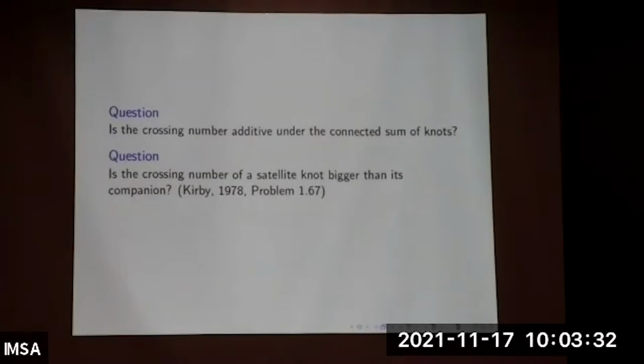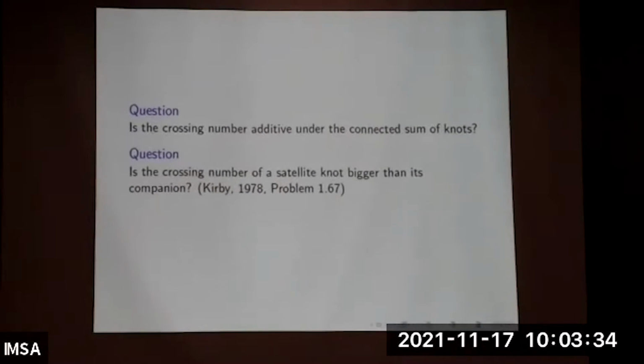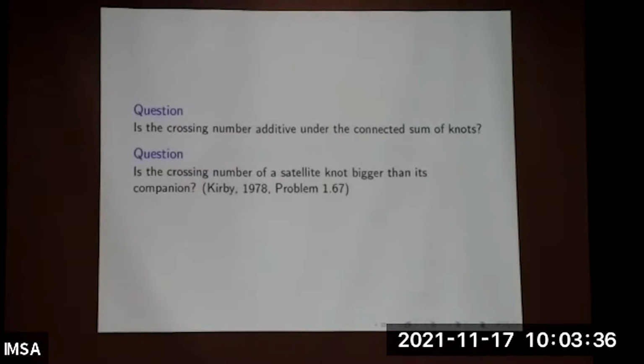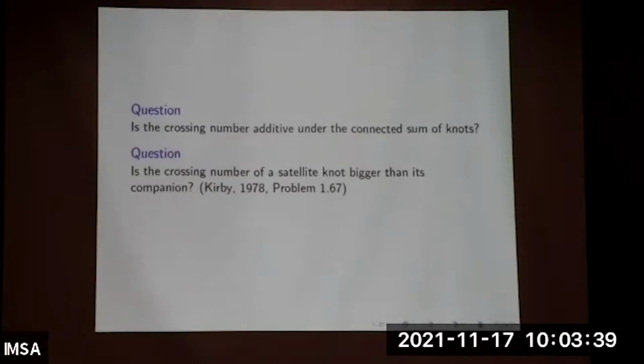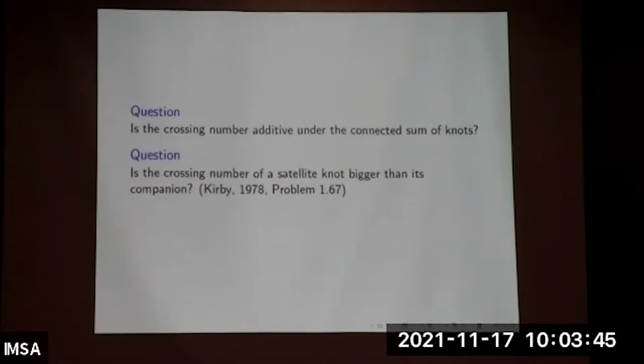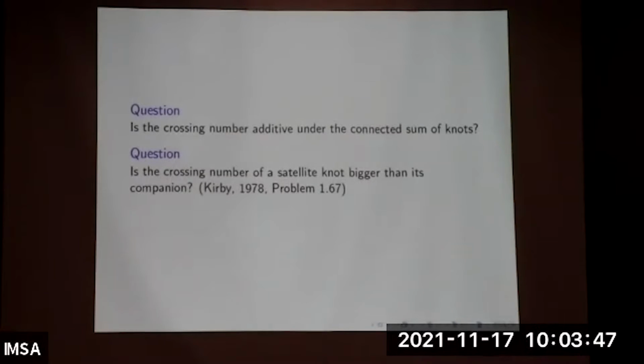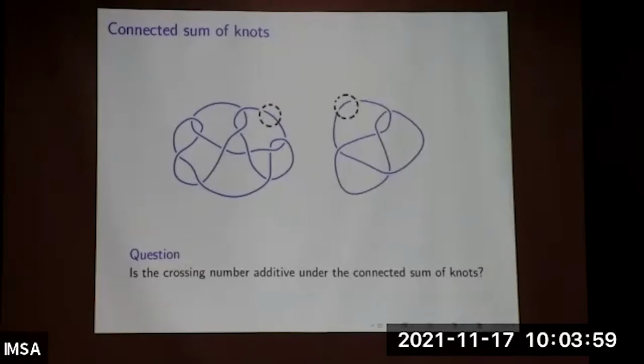There's still many things we don't understand about the crossing number, and here I will discuss two very old problems. The first one: is the crossing number additive under the connected sum of knots? The second one: is the crossing number of a satellite not smaller than the pattern? This is problem 1.67 on Kirby's list. I will talk a little bit about the objects involved in these problems, and then we'll talk about what we can say using the collision problem.